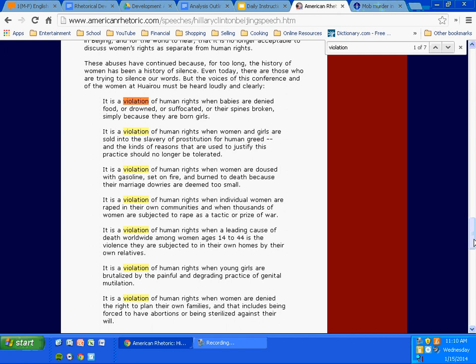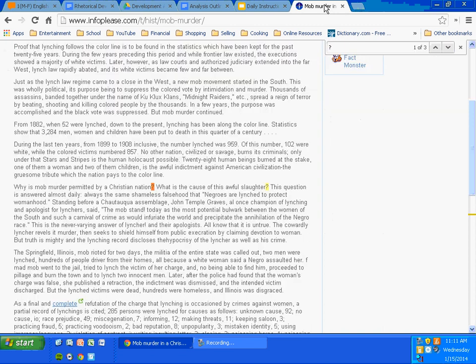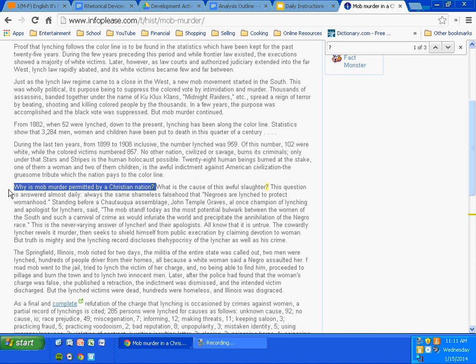Working well. All right, Brennan, mob murder in a Christian nation, what do you got? Your device was a rhetorical question, right? Okay, so which one are you focusing on? Why is mob murder... Got it. She has three rhetorical questions, apparently. And here's one. Why is mob murder permitted by a Christian nation? And her second follows right along. What is the cause of this awful slaughter? So Brennan has rhetorical question as a device and then two examples that he should quote directly, and he's good.